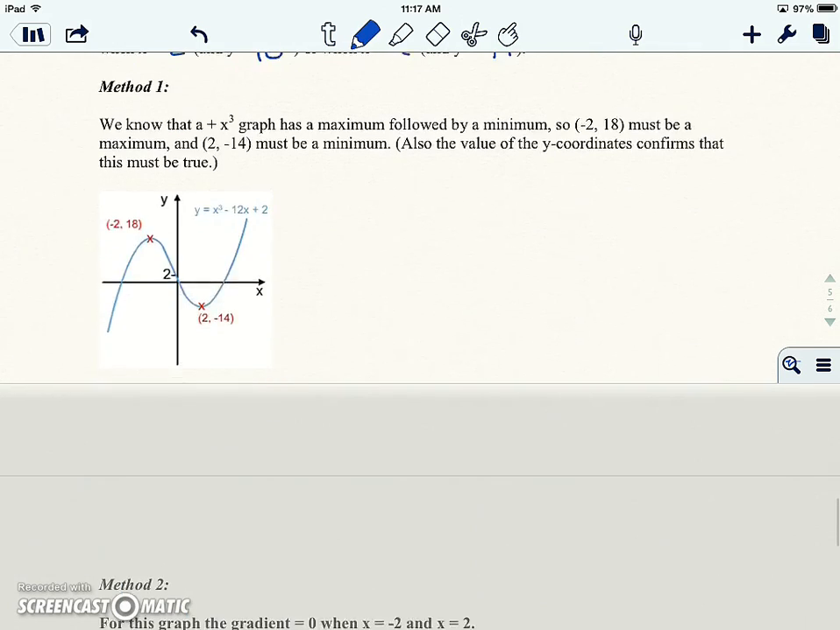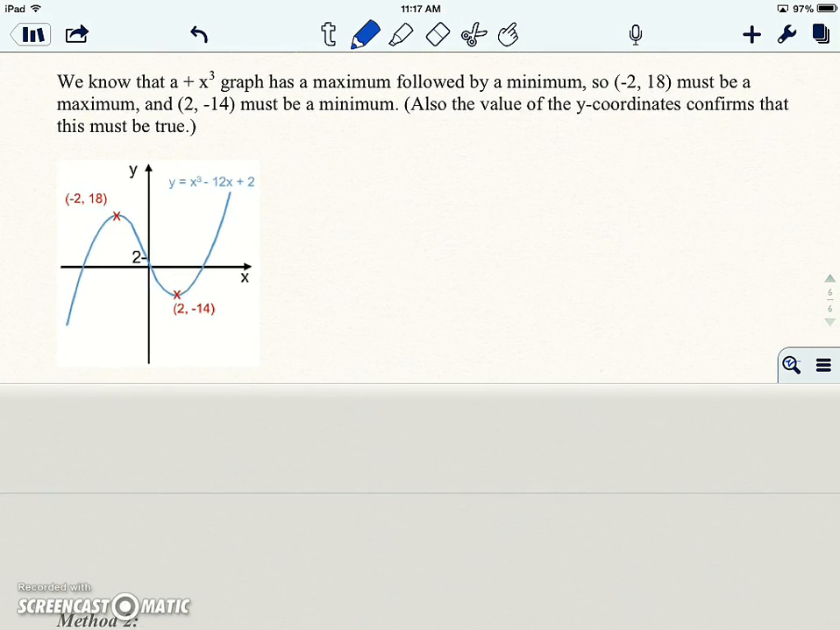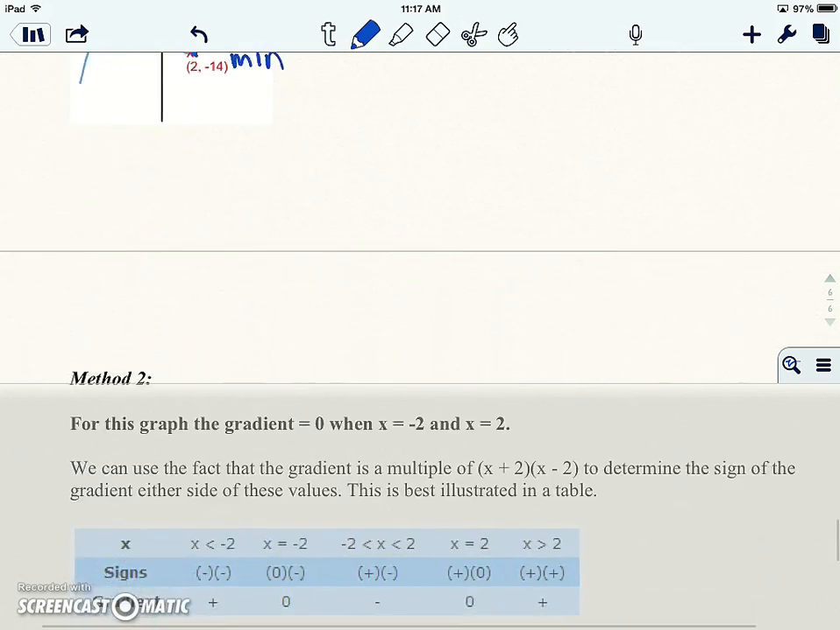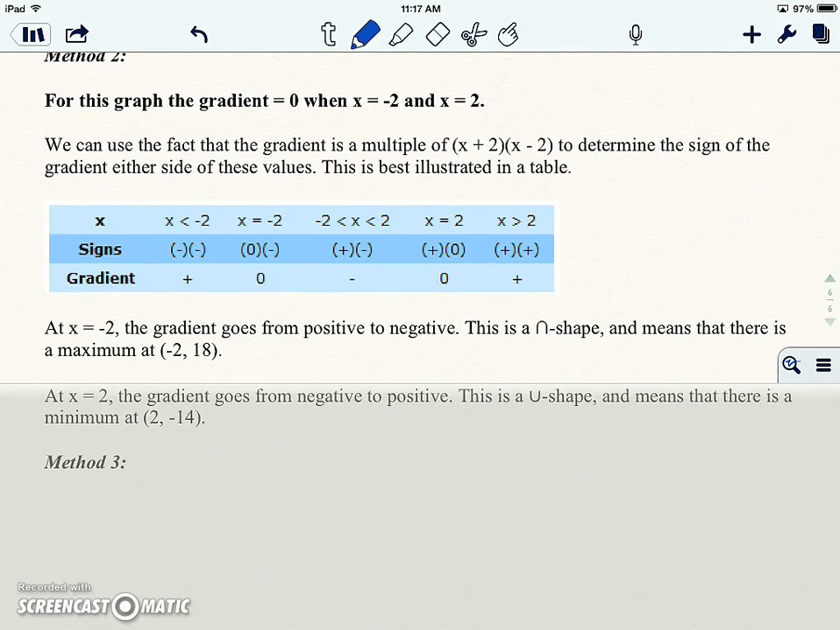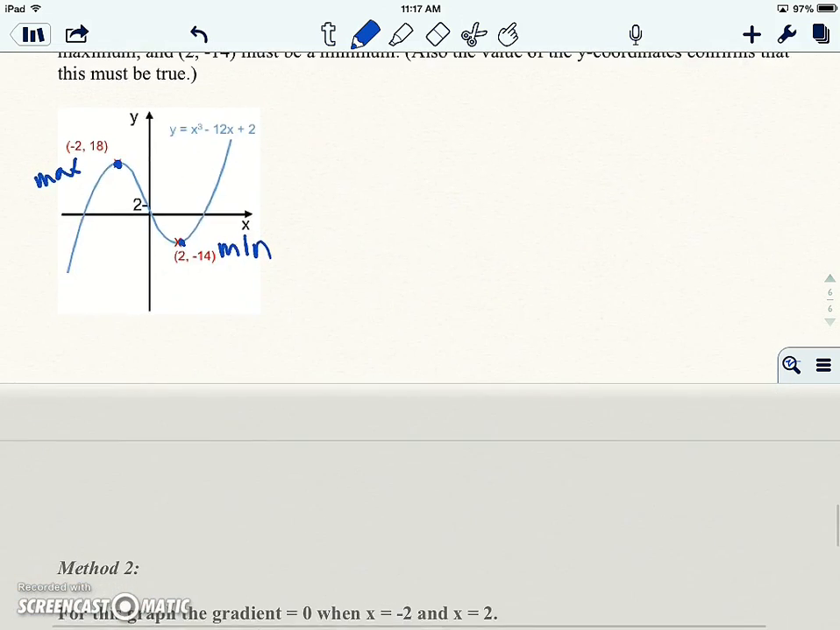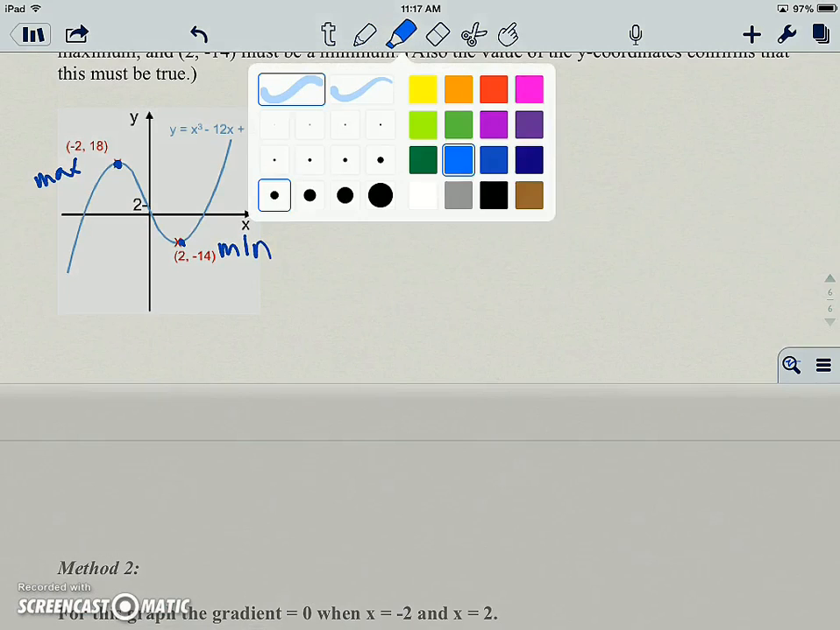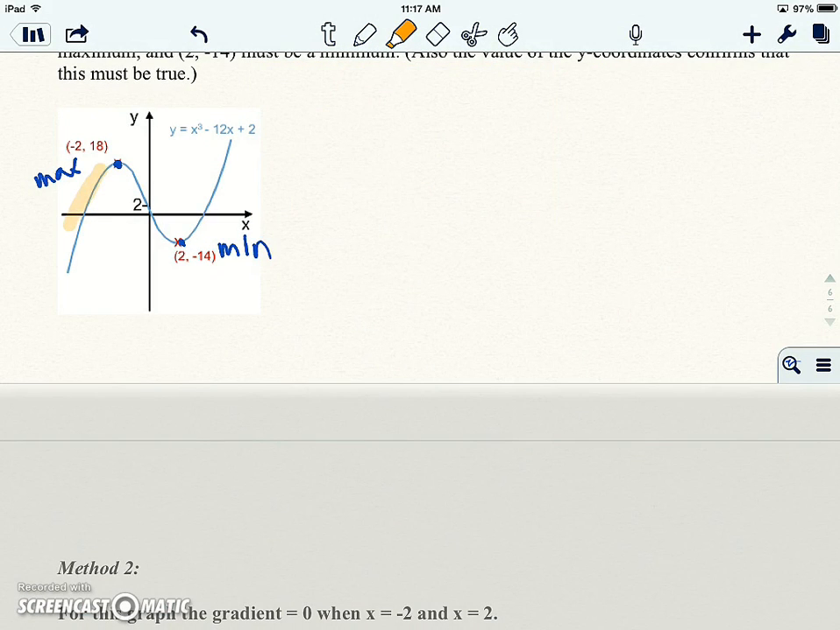If we graphed it on the calculator, it would look like this, which means this is a max, and this is a min. Done. Okay, method 2, we want to know using the slope by each point. So just looking at this graph, I can see the slope right here is positive, and the slope right here is negative, which would make x at negative 2 a max.